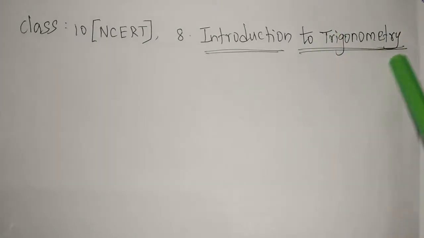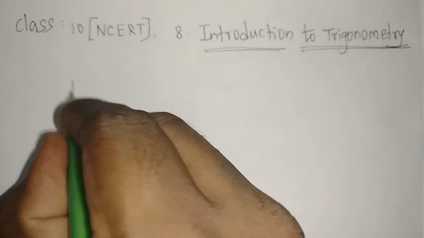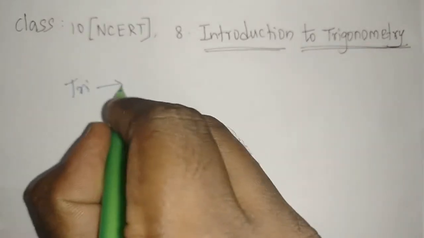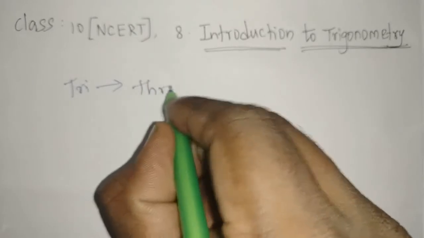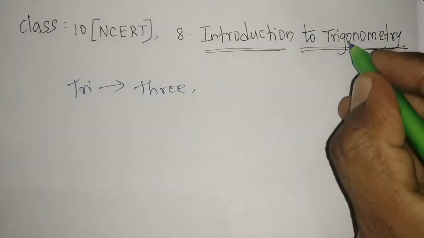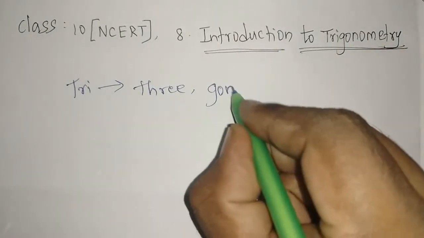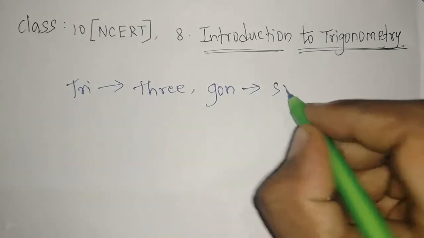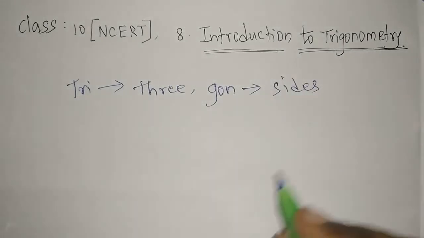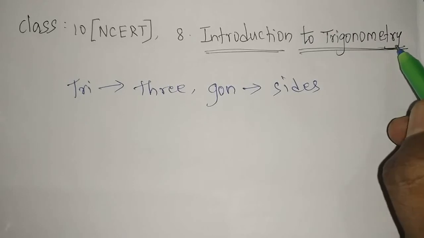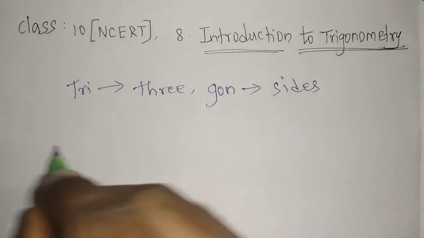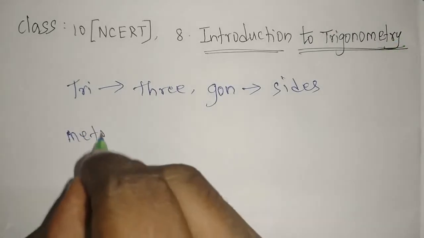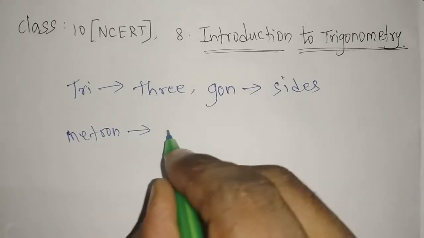Today you will see class 10 NCERT chapter number 8, Introduction to Trigonometry. The word trigonometry comes from Greek. We can divide it into three parts. One, "tri", which in the sense we know very well is 3, and another one is "gon", which means sides. Next is "metri" or "metron", also from Greek. This means measure.